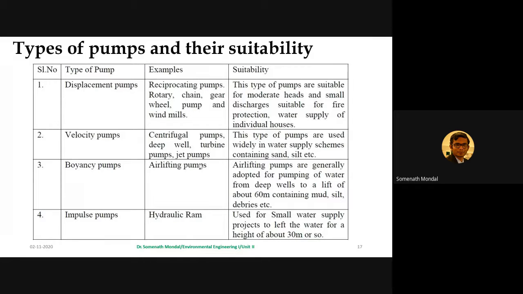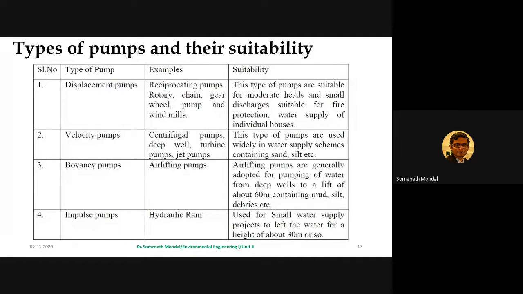Next are buoyancy pumps. So one such example of buoyancy pump is airlifting pump, and airlifting pump is generally adopted for pumping of water from deep wells to a lift of about 60 meter, and it can contain mud, silt, and debris.